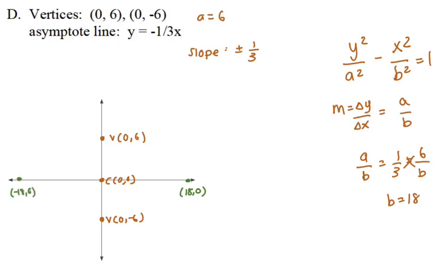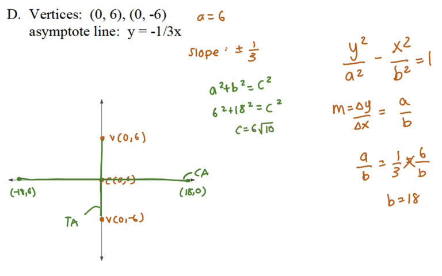So this is the conjugate axis. I will label that as CA. This is the transverse axis. I will label that as TA. And then we need c in order to graph the two focal points. So a squared plus b squared is equal to c squared. So 6 squared plus 18 squared is equal to c squared. c is equal to, with the calculator, 6 root 10.